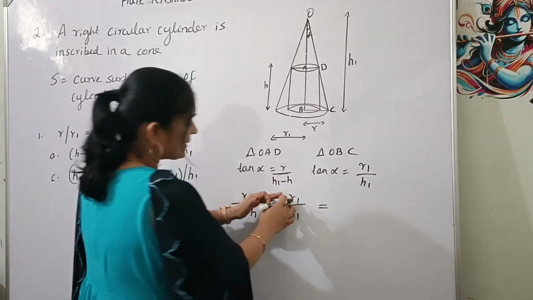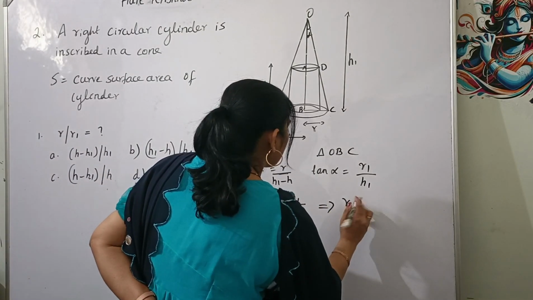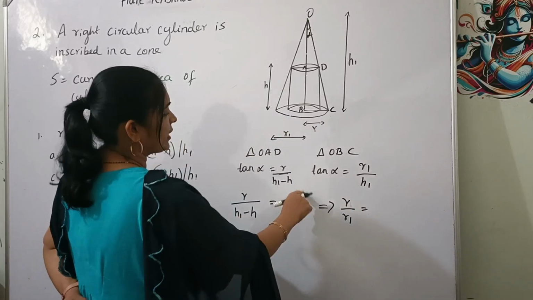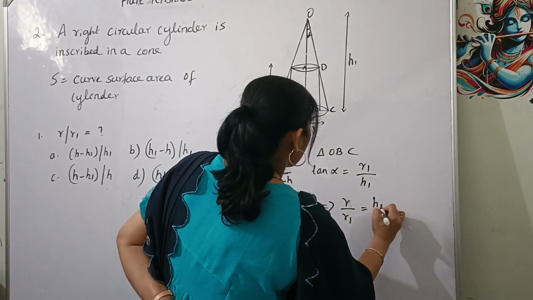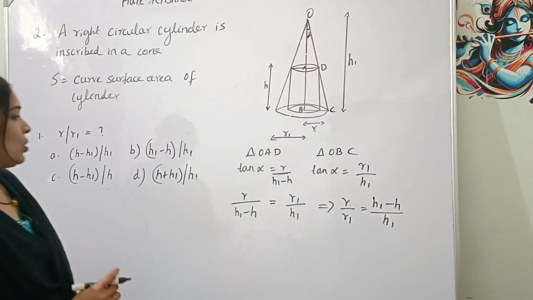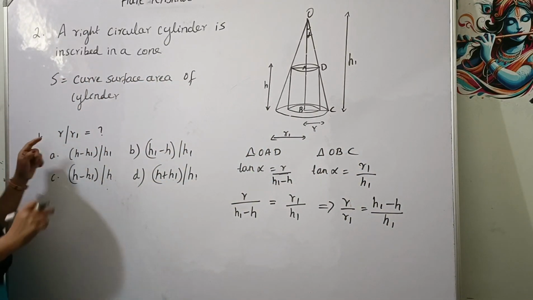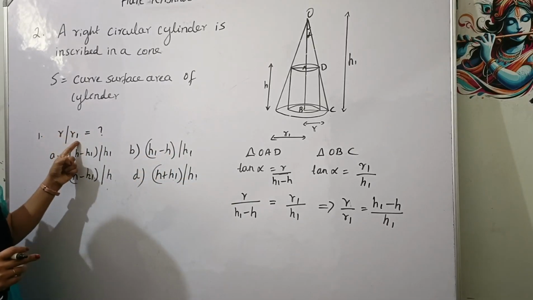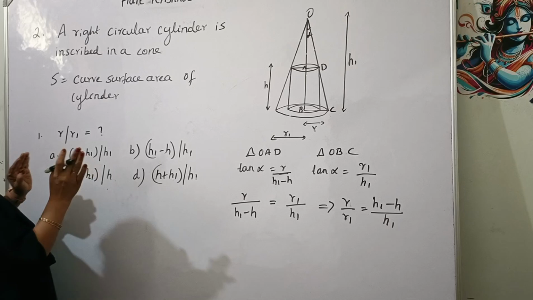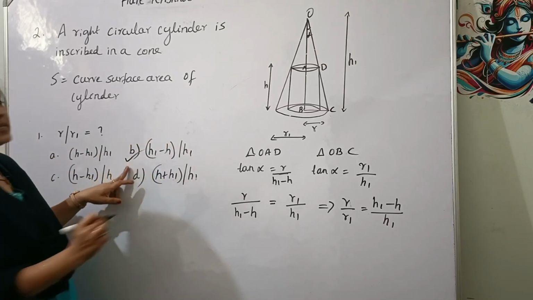That implies, take this R1 here, okay. That implies R divided by R1 is equal to, take this one here, okay. So H1 minus H divided by H1. So we need to find R divided by R1, right? We have got R divided by R1 is equal to H1 minus H divided by H1. So the correct answer is B.